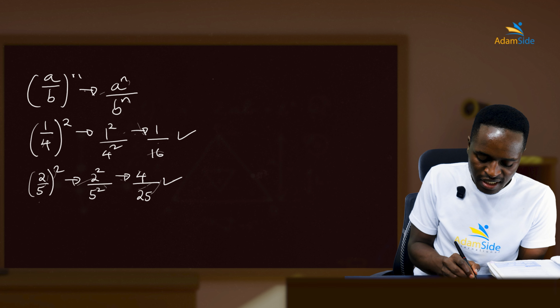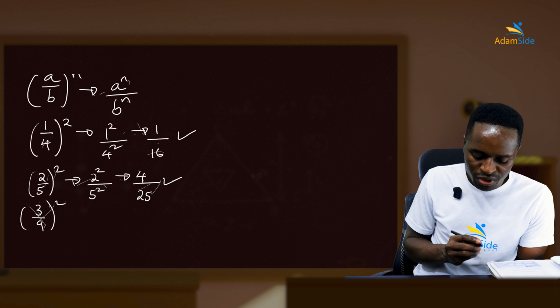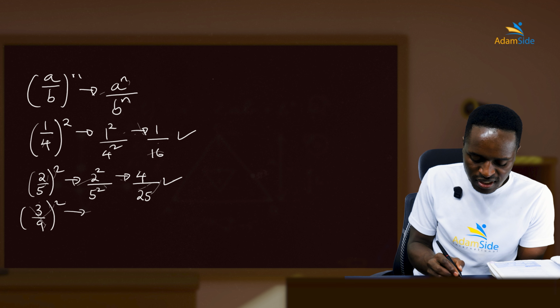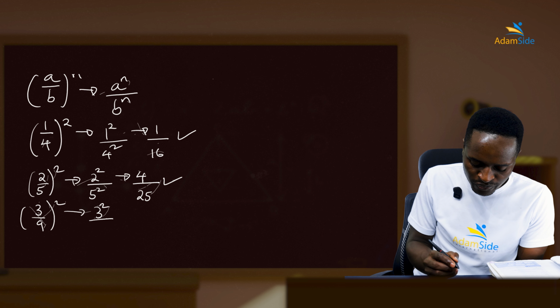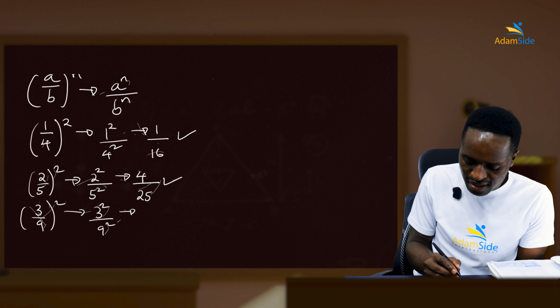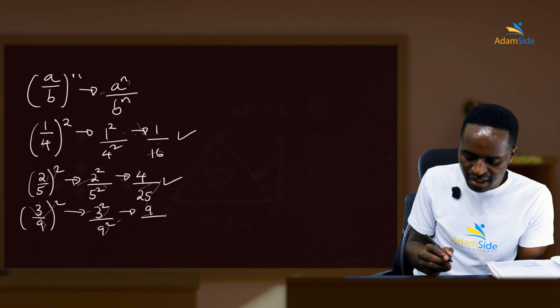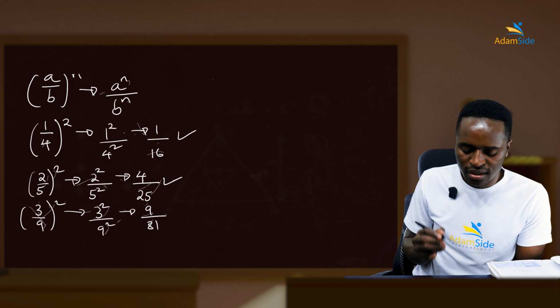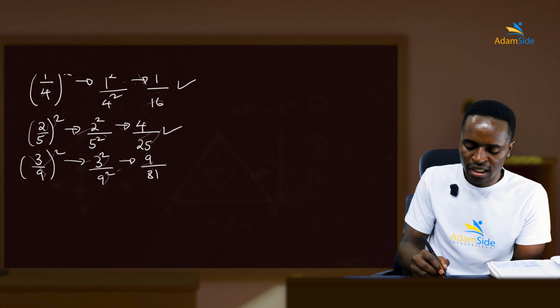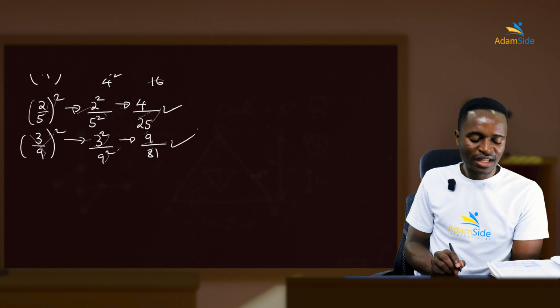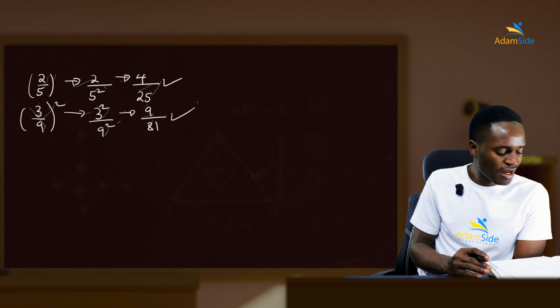Then let's say you have (3/9) squared. What do you do in that case? In this case, you say it's the same as 3 squared over 9 squared. Correct. What do you get in that case? 3 squared is 3 times 3, which is 9, over 9 squared, which is 9 times 9, 81. And you get your answer. Very good. So we understand this when we have a fraction.